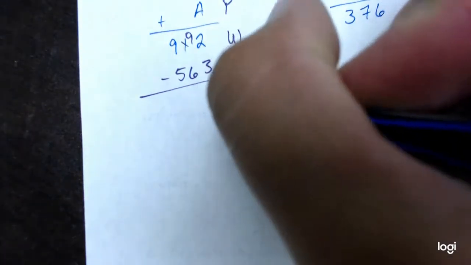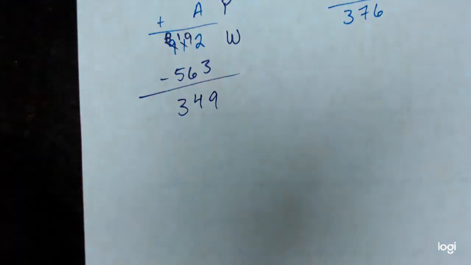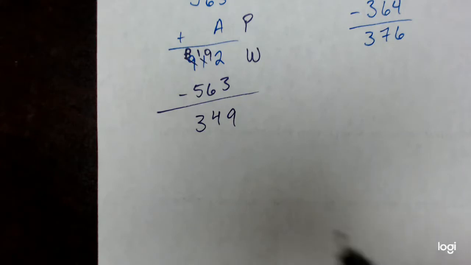12 minus 3 is 9. 0 minus 6 doesn't work, so then I borrow again or regroup. 19 minus 6 gives me, or sorry, not 19, that's a 10. Can't read my own writing. 10 minus 6 gives me 4, and then 8 minus 5 gives me 3, 349. Let's see if that is correct. And it is. We have solved it correctly. So the other part is 349.